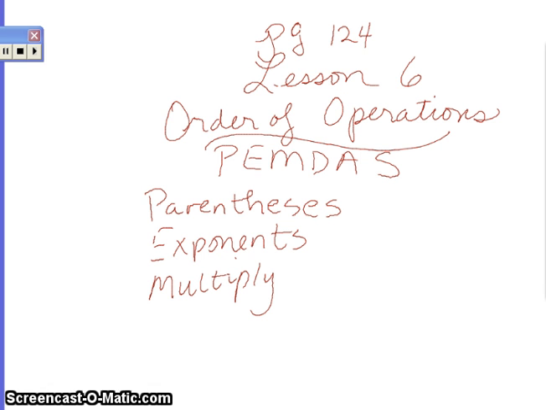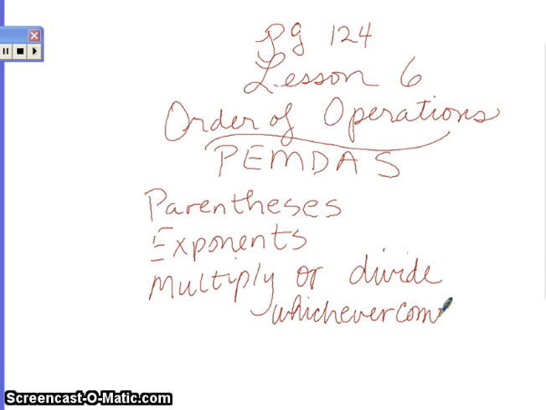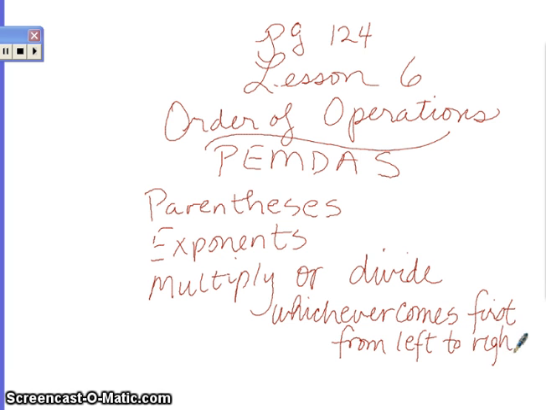So we had the parentheses and the exponents, and then we have multiply or divide. Now this is really important, and I went over this with you before. It's multiply or divide, whichever comes first in the problem from left to right. It's a very important part of the order of operations for you to remember. So if division comes before multiplication, then that's what you would do first. And we'll show you a couple problems like that.